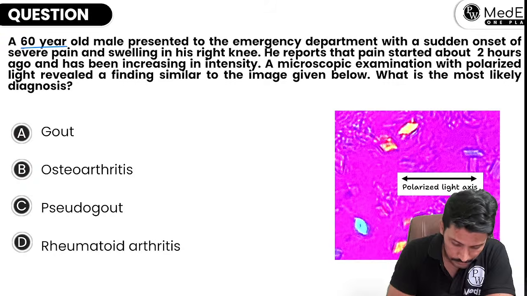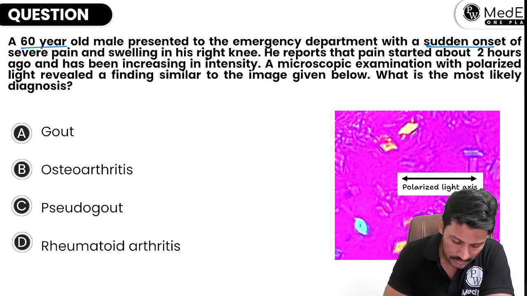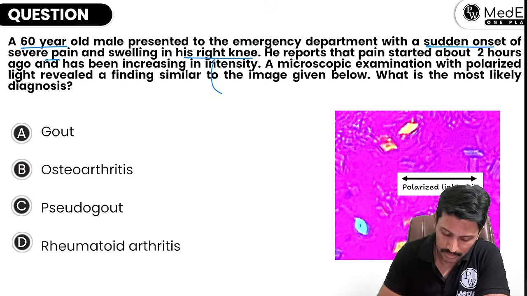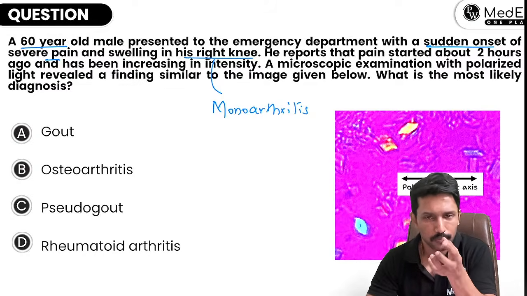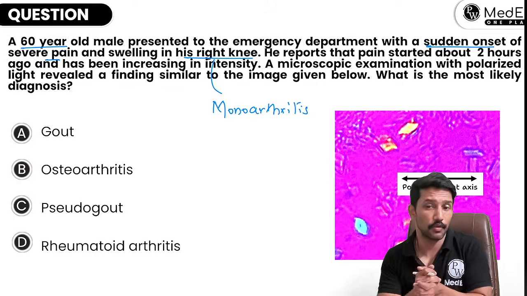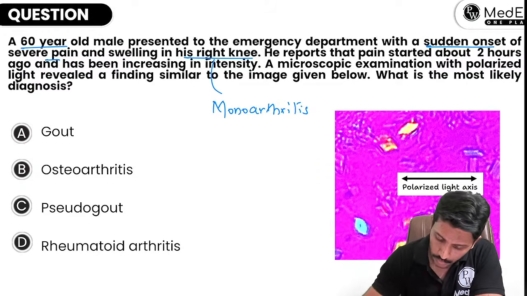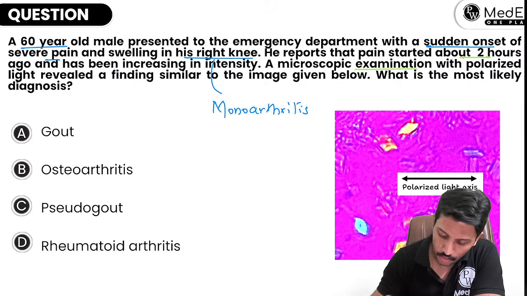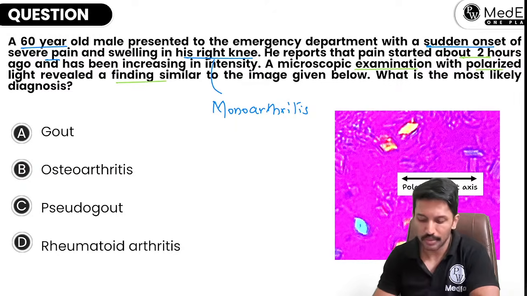A 60-year-old presented to the emergency with sudden onset of severe pain and swelling in his right knee. So again, it is talking about monoarthritis, right? This is monoarthritis. And any question that is talking about monoarthritis, you are thinking about either gout or septic arthritis or a close differential of gout, also called pseudo gout. Now, the pain has started about 2 hours ago and has been increasing in intensity. Microscopic examination of the synovial fluid with polarized light revealed a finding similar to the image given below.